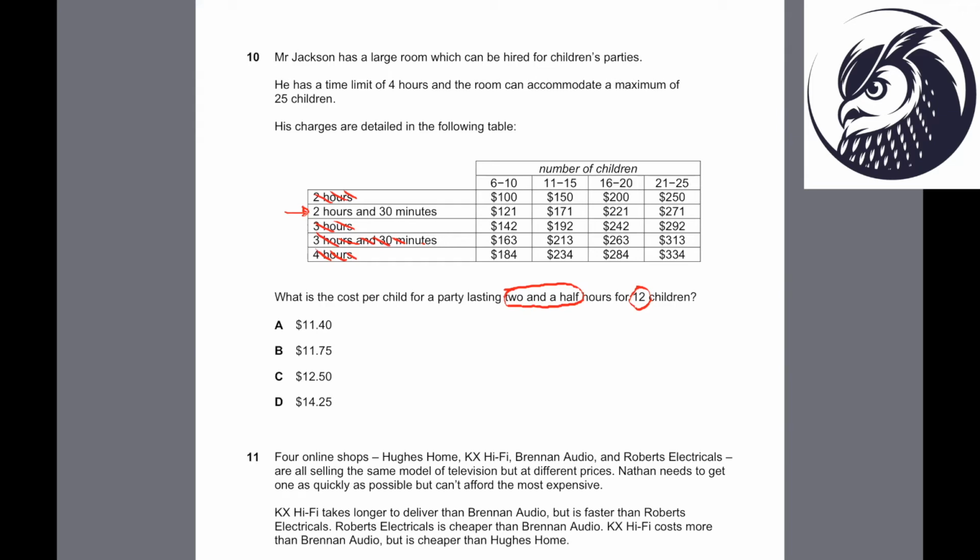Okay, and we also know that it's for 12 children. So that would be in this category there. So we're not interested in any of these numbers, or these ones, or these ones. In particular, we're looking for this number here, right? We know that for 2.5 hours for 12 children, it's going to cost you $171. And if we want the cost per child, we simply need to divide 171 by 12. It's just a bit of long division.